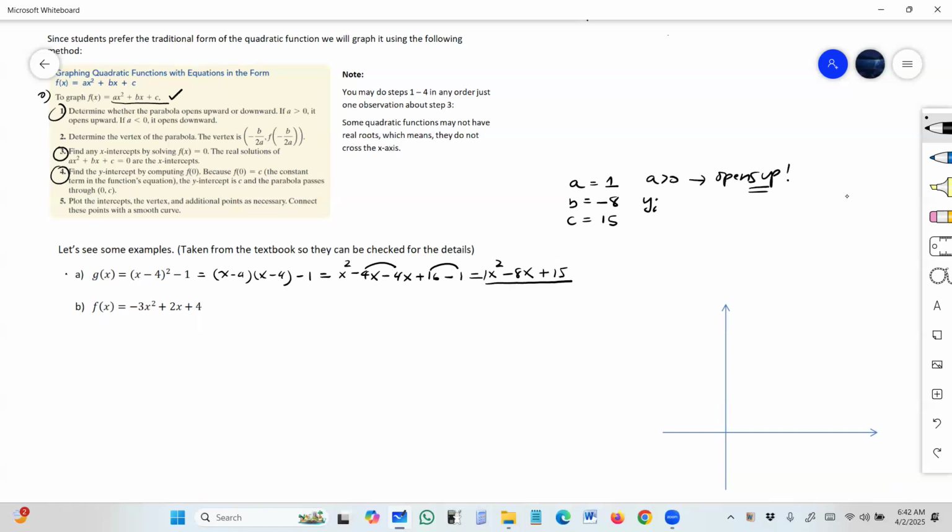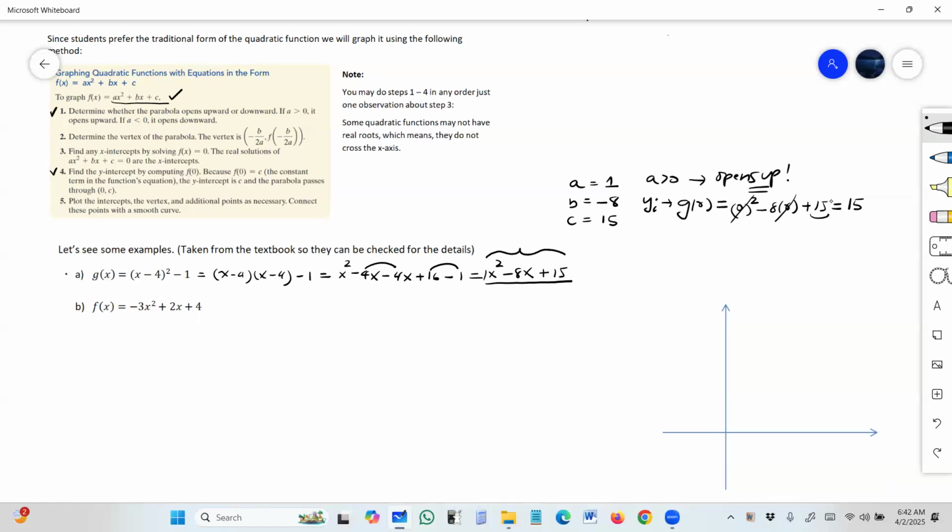So the y-intercept is the function evaluated at 0, so g of 0. You can use this format here if you want. So this will be 0 squared, right? Just replace x with 0, minus 8 times 0 plus 15. Obviously these two cancel, and I'm just left with the number 15. So the y-intercept is 15. Okay, so I got this, and I got this.